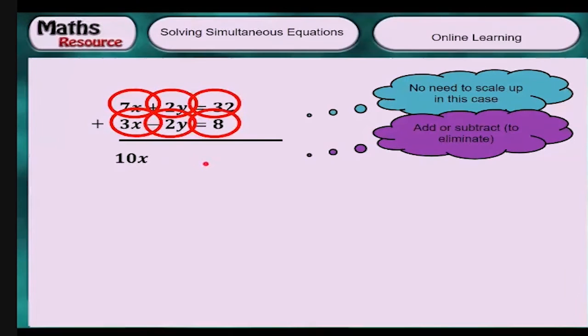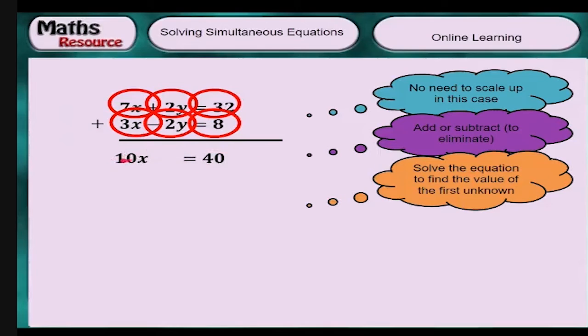I then bring my equal sign down and I do 32 plus 8 equals 40. So I've got 10x equals 40.